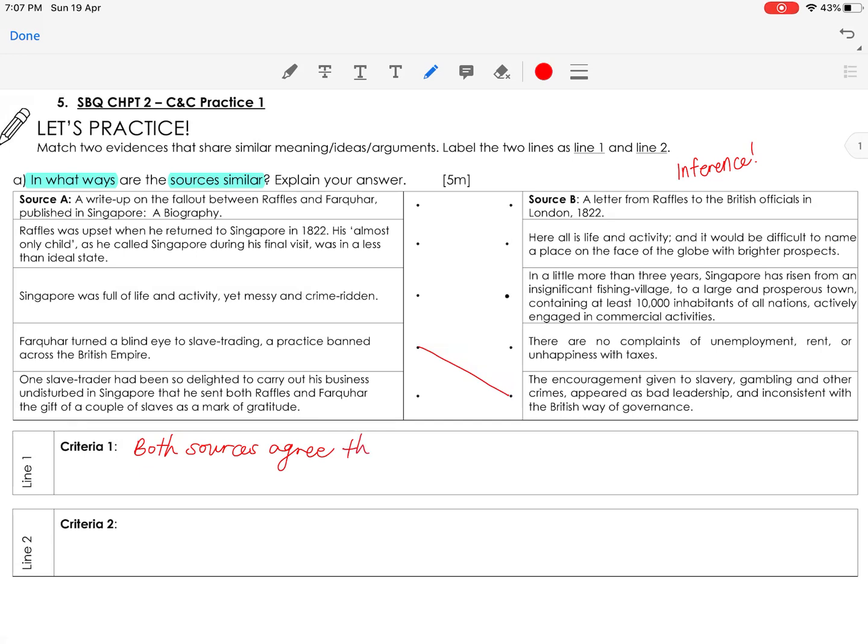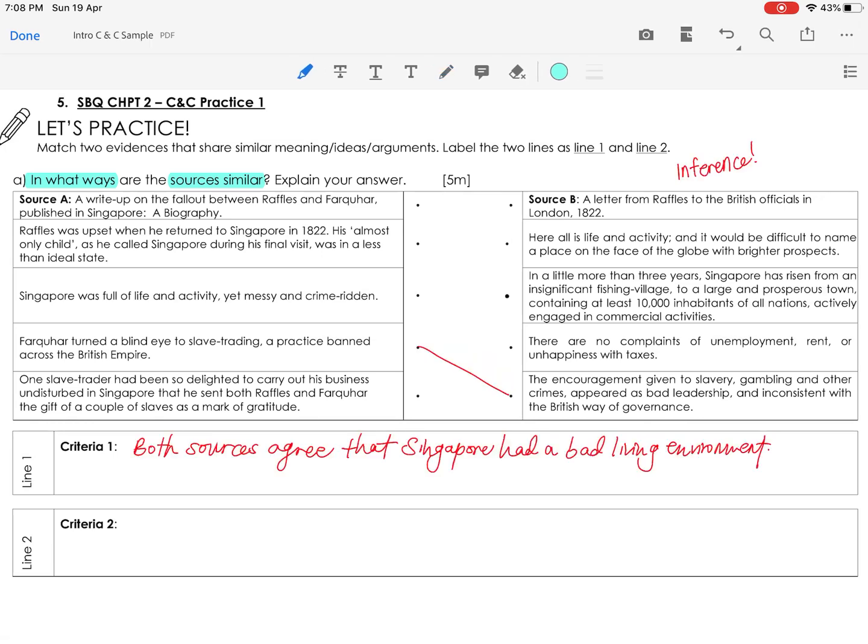agree that Singapore had a bad living environment. Why? Because there were so many crimes and so much gambling and slavery, all the negative activities happening in Singapore. Okay, we will not do criteria 2 because there's only one paragraph that we're going to do for this question.